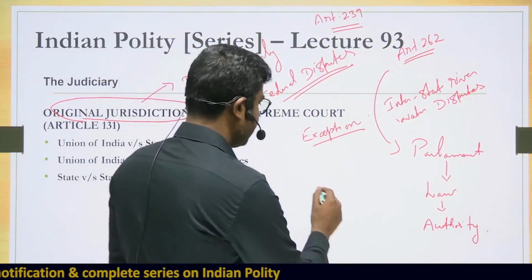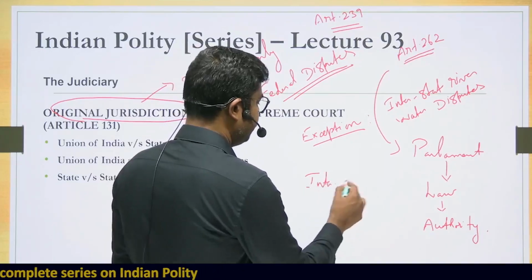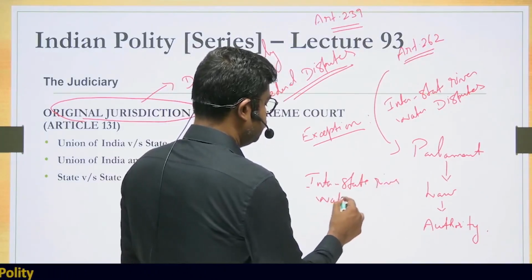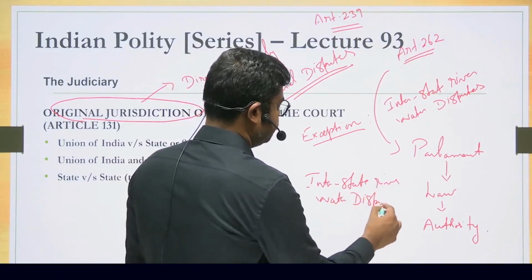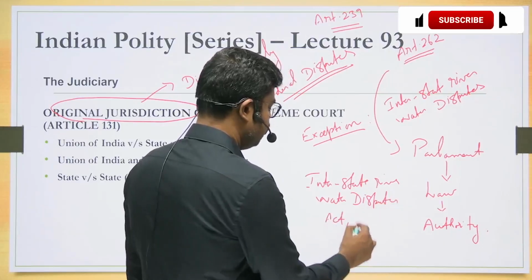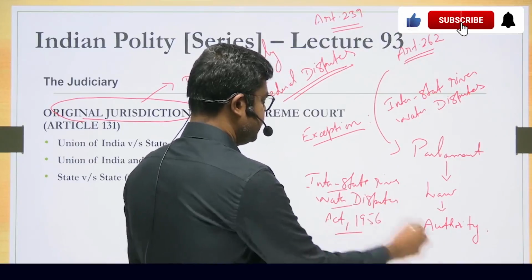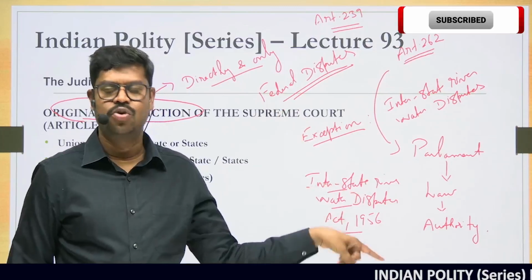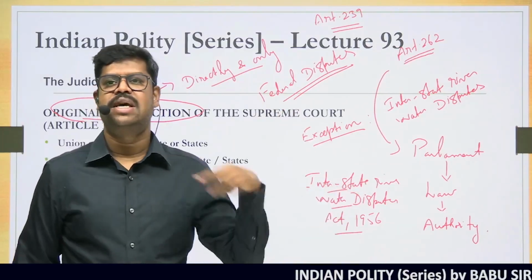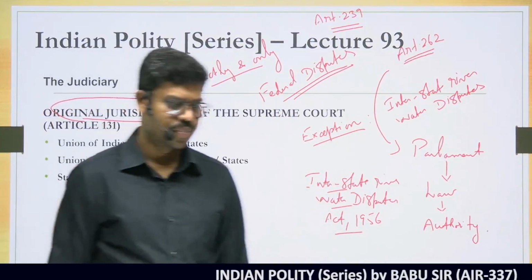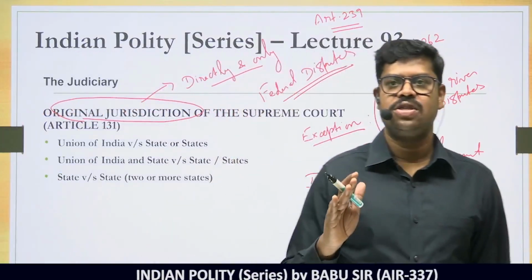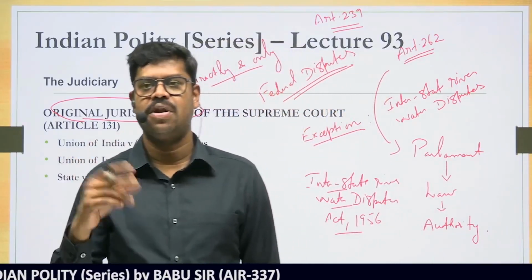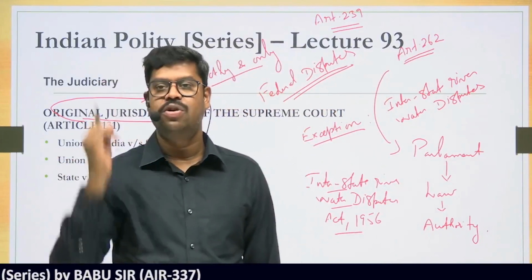Accordingly, the Parliament has already enacted what is called the Interstate River Water Disputes Act, 1956. So any dispute between the states in case of interstate river water dispute does not fall under the original jurisdiction of the Supreme Court. And where does it go? It goes to a tribunal which is established under the Interstate River Water Disputes Act. For example, under this Act, the Kaveri River Water Tribunal was established for the dispute between the state of Tamil Nadu and Karnataka with regard to the sharing of river waters.